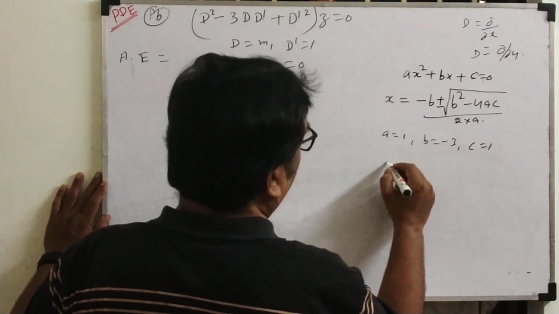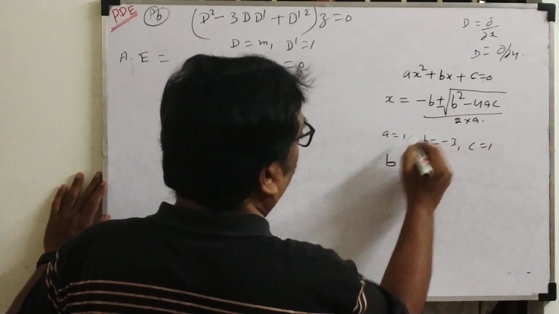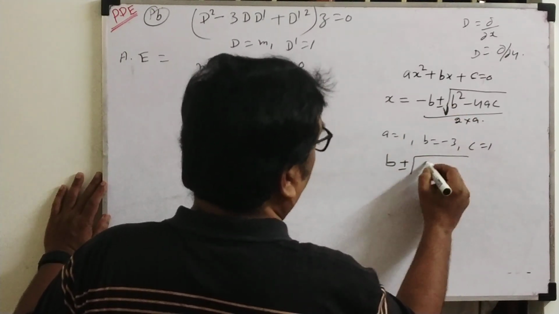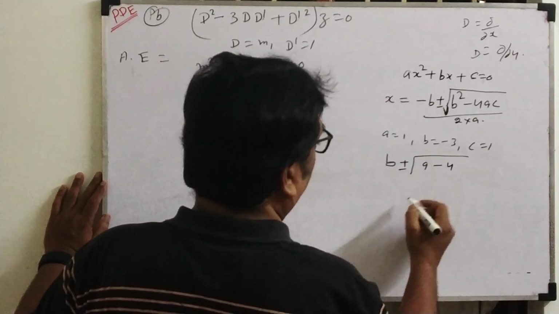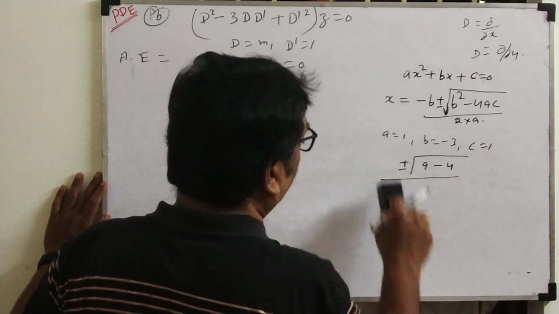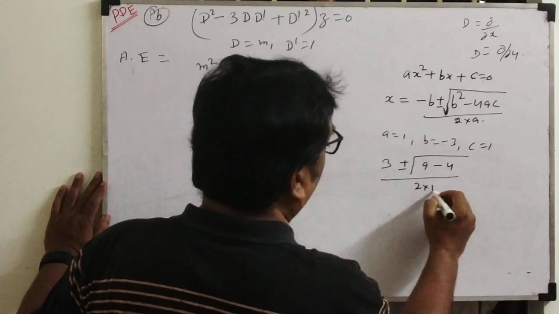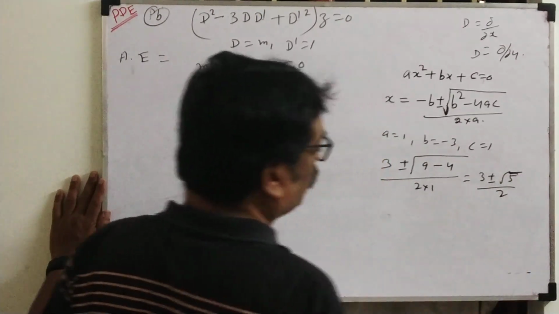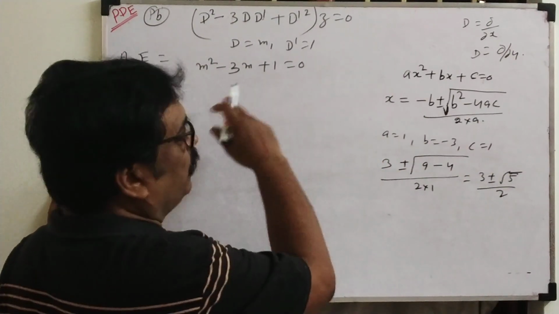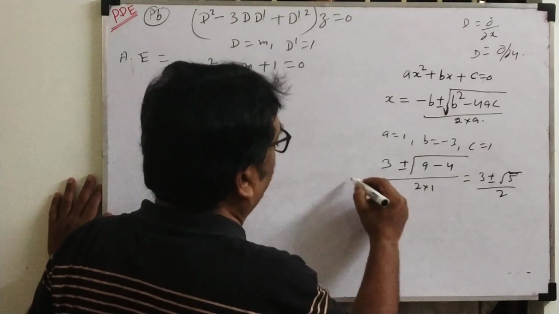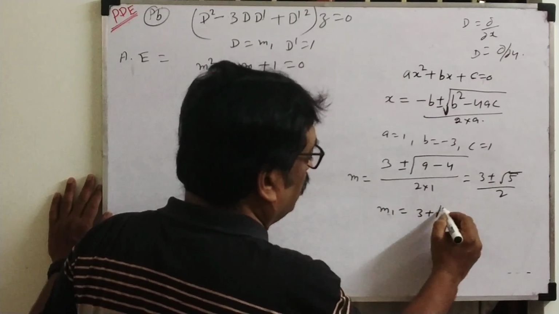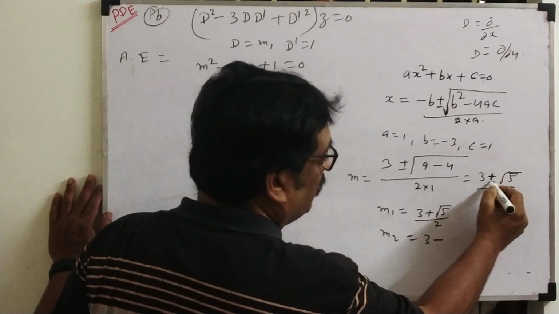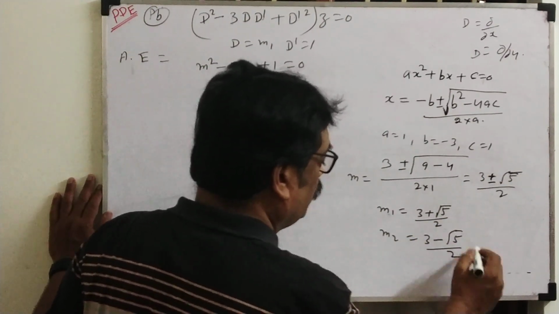Substitute there immediately. Minus b, so minus minus plus 3, plus minus root of b square, 9, minus 4ac, so 4, over 2 into 1. So what will we get here? 3 plus minus root 5 by 2. Now see, root 5 you cannot simplify, so this is the complicated part. Once we try to factor, it will be tough to get. So m1 is equal to 3 plus root 5 by 2, and m2 is equal to 3 minus root 5 by 2. Two roots you got here.